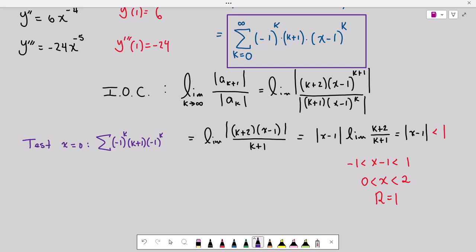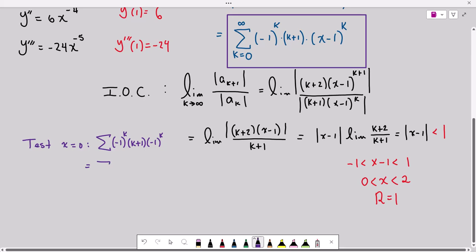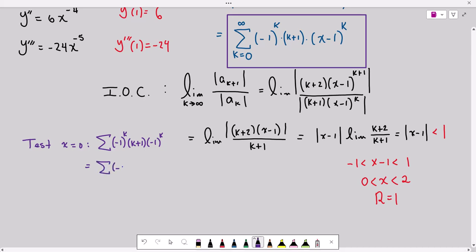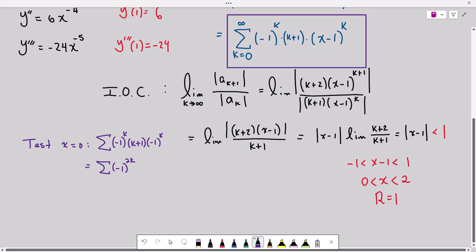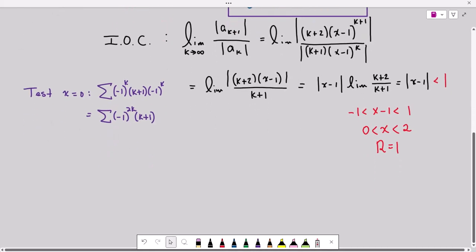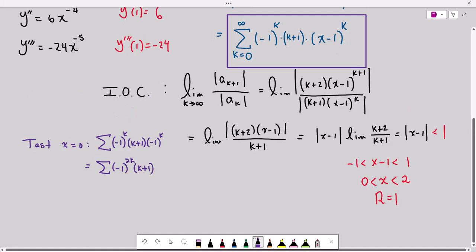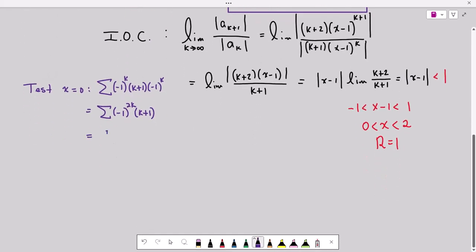Well, we obviously have a couple of common factors there that can be combined. So that's negative 1 to the 2k. And negative 1 to the 2k is always 1. That exponent is always even. So this is going to be 1 times k plus 1. So we get that. Maybe I'll put that in parentheses.